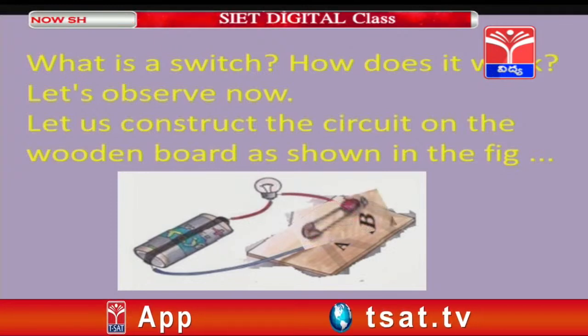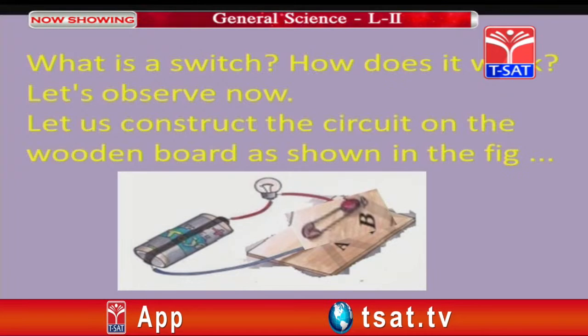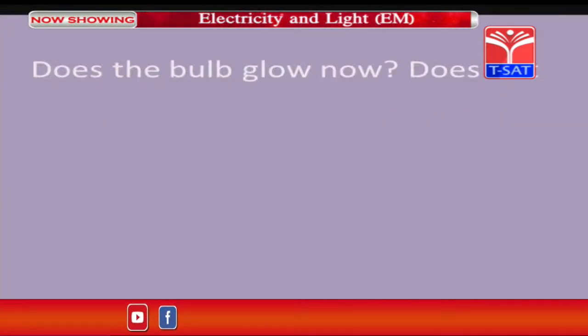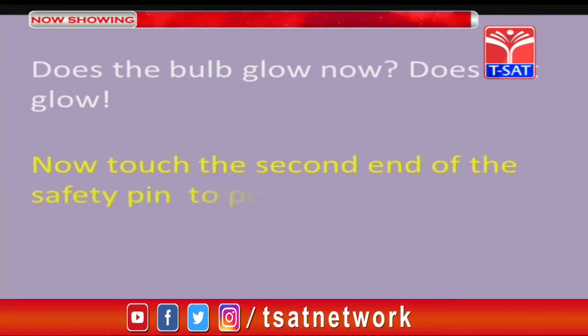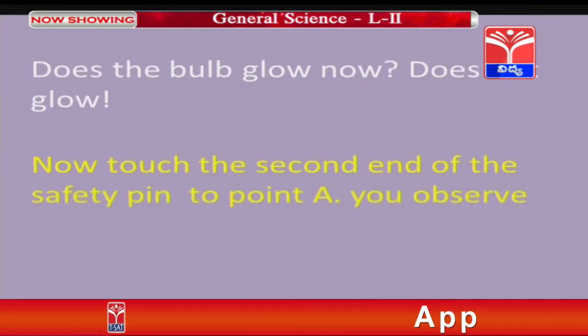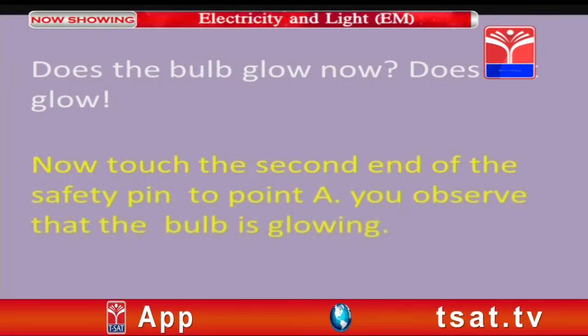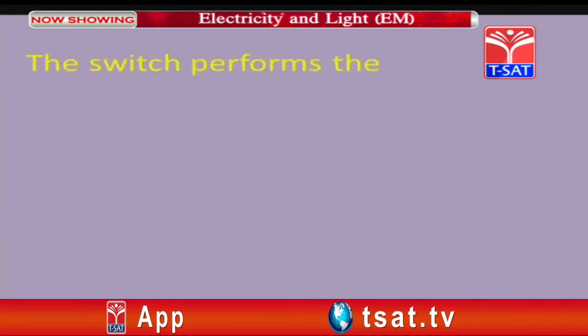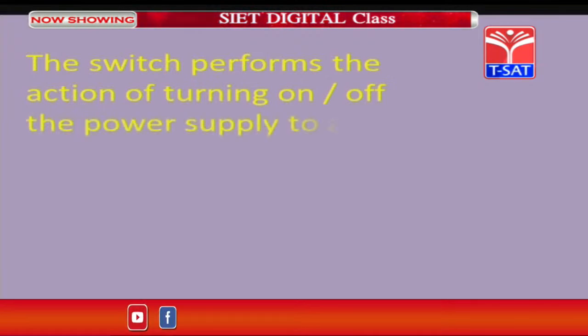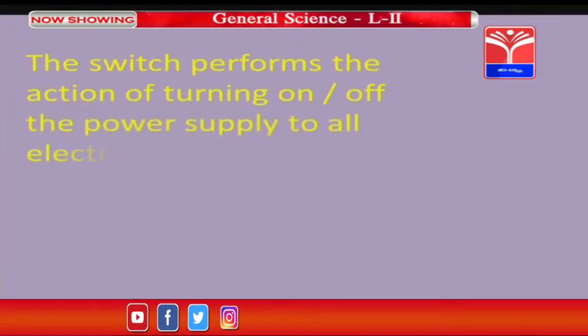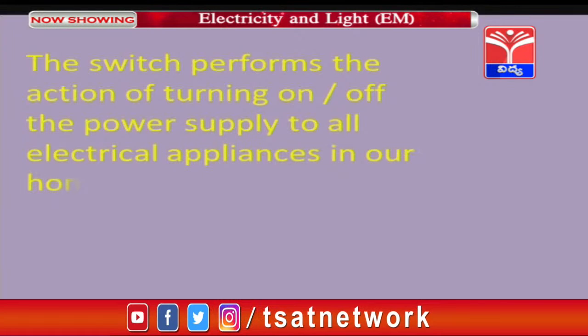Now, you see, the bulb glows when the pin is attached to both points B and A. Does the bulb glow now? It does not glow. Now, touch the second end of the safety pin to point A. You observe that the bulb is glowing. This switch performs the action of turning on and off the power supply to all electrical appliances in our house.